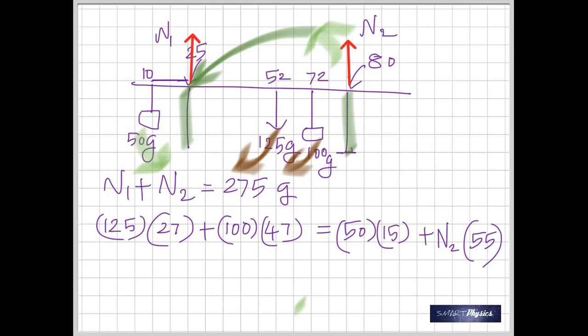Where do 27 and 47 come from? The distance? 52 minus 25. Because now all distances are going to be measured from here, because you have assumed that to be your pivot. So 52 minus 25, and 72 minus 25, that is 47, and 25 minus 10, you see. Makes sense, doesn't it?